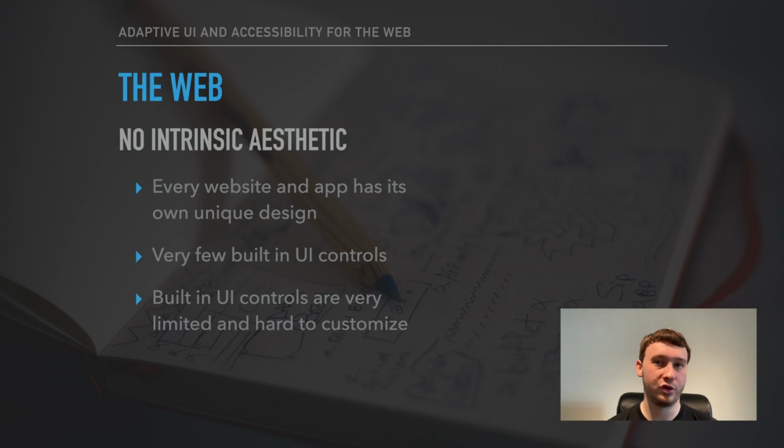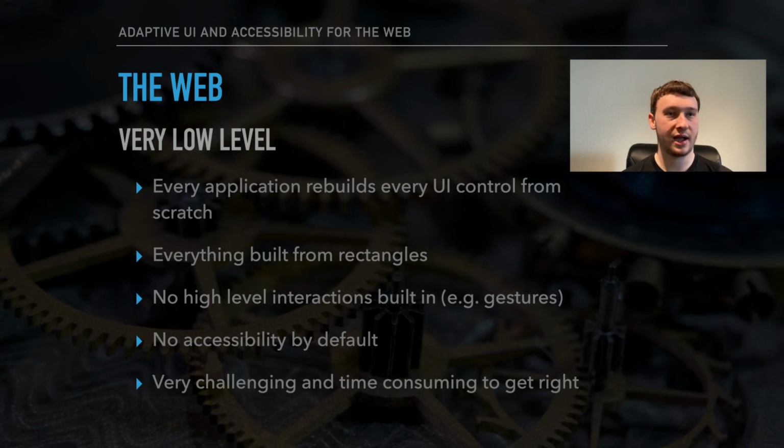Since the web has so few built-in UI components, and those that do exist are so hard to style, it leads to every app needing to re-implement most components from scratch. We just have divs and low-level elements like mouse and touch events, nothing like the high-level gestures and abstractions across interaction models that native developers have. And since we are rebuilding everything from scratch using rectangles, we don't get any accessibility for free either.